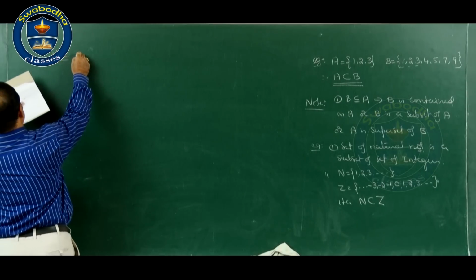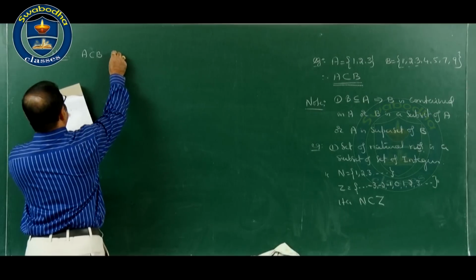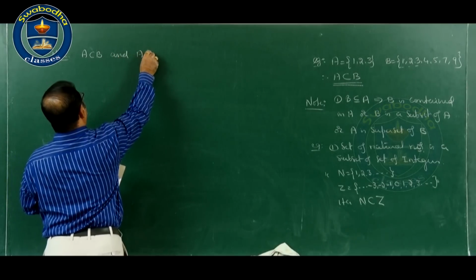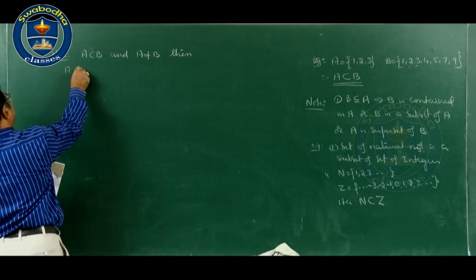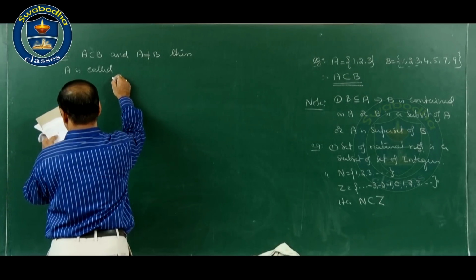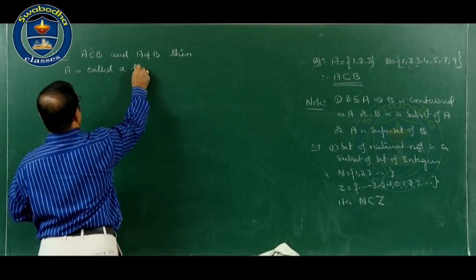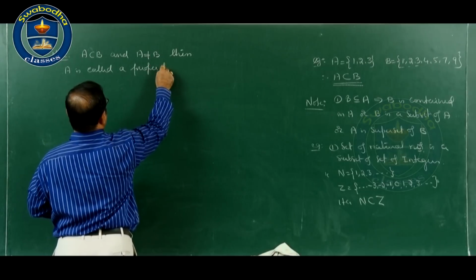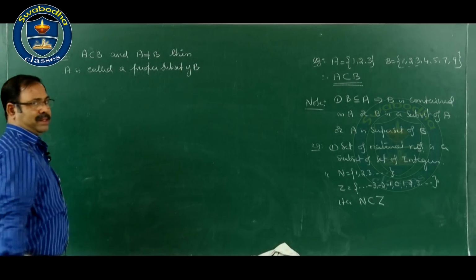See, that is, if A is a subset of B and A is not equal to B, then A is called a proper subset of B. Okay, A is called a proper subset of B. Now I'll come to this point.